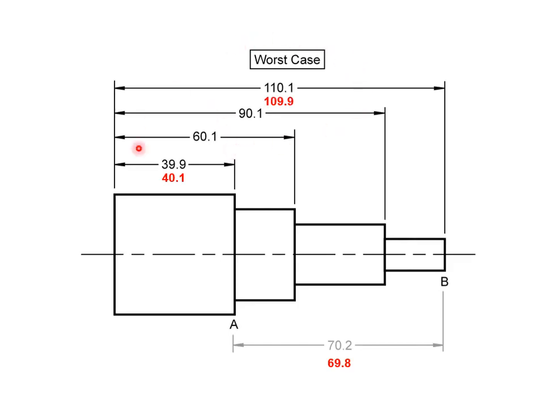And in the worst case with the minimum, we would have 39.9 for our minimum, 40.1 for our maximum. That was the plus or minus 0.1. Same thing with this dimension, plus or minus 0.1, we would get 110.1, 109.9 for the minimum. So if we were to take the minimum, the worst case, subtract them, we would get 69.8.